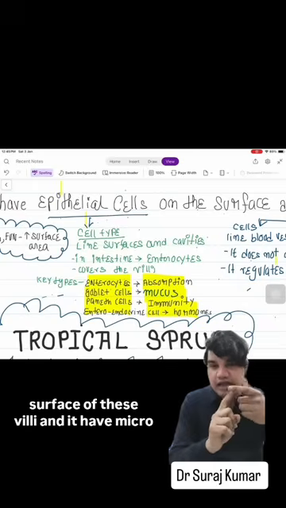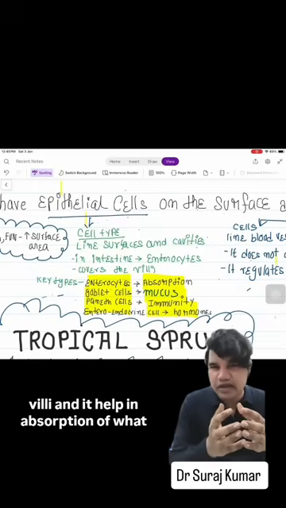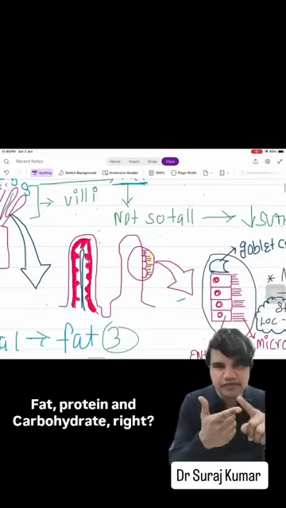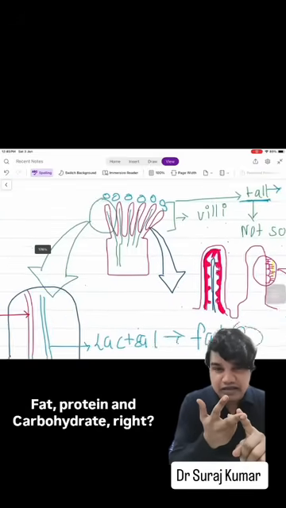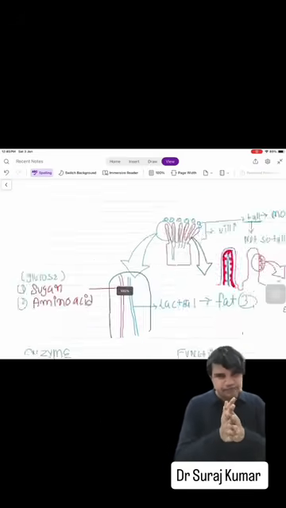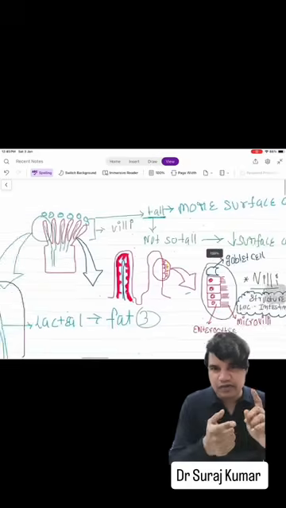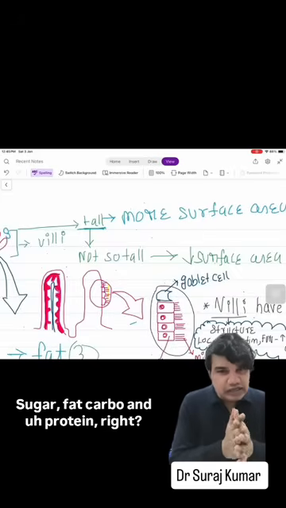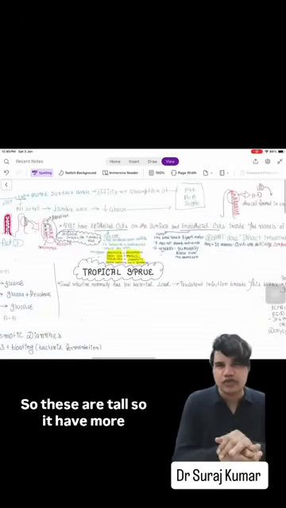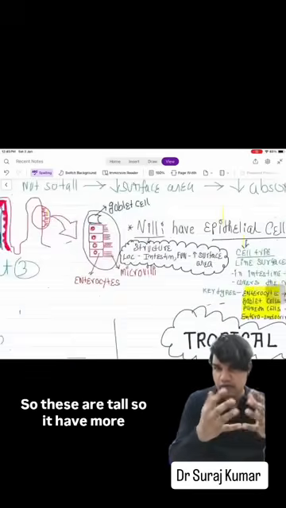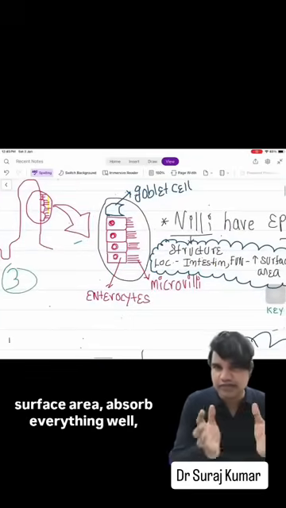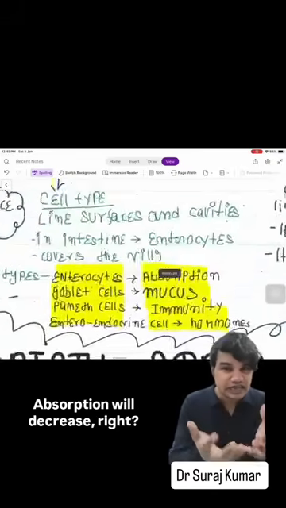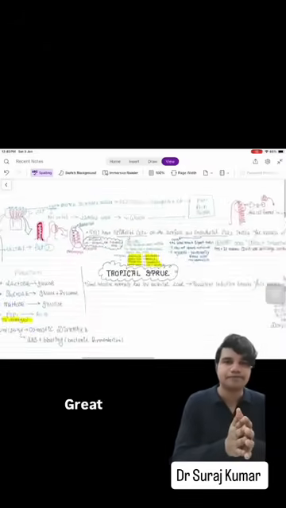these villi, and it has microvilli, and it helps in absorption of what, doctor? Fat, protein and carbohydrate, right? So far so good, right? Help in absorption of sugar, fat, carbohydrate and protein, right? So these are tall, so they have more surface area, absorb everything well, right? What will happen if they are not so tall? Absorption will decrease, right? Great.